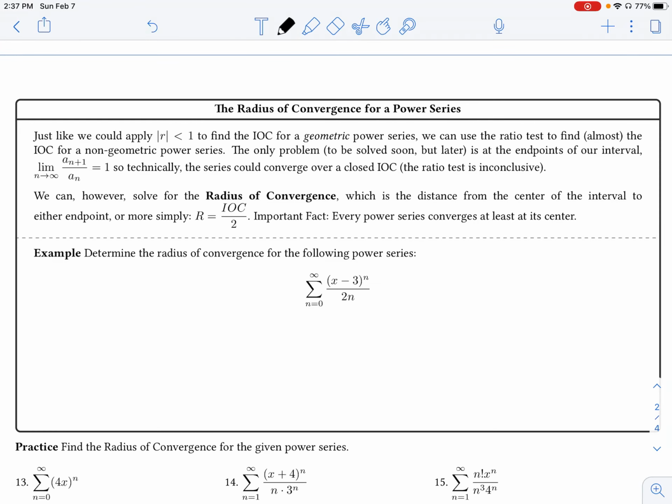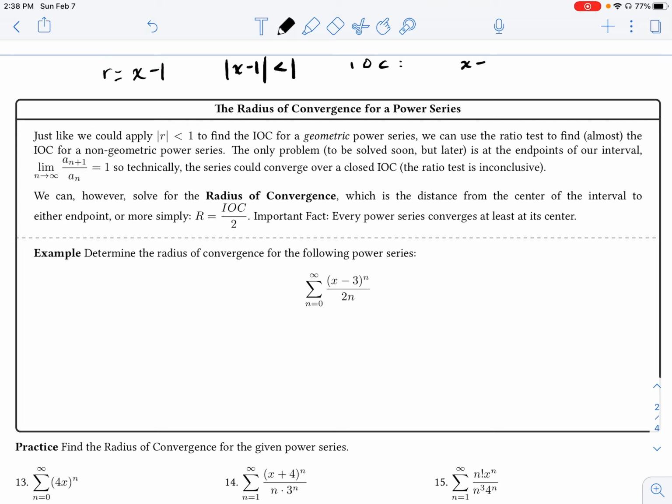Back when we talked about geometric power series, we said, okay, if we know the common ratio between subsequent terms, then we can determine the values for which the power series would converge. So for example, suppose the common ratio between terms of a geometric power series were r equals x minus 1. When the absolute value of this ratio is less than 1, we know this series converges, which allowed us to write what we call its interval of convergence.